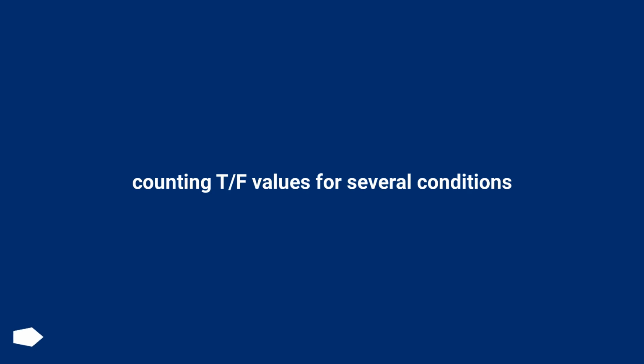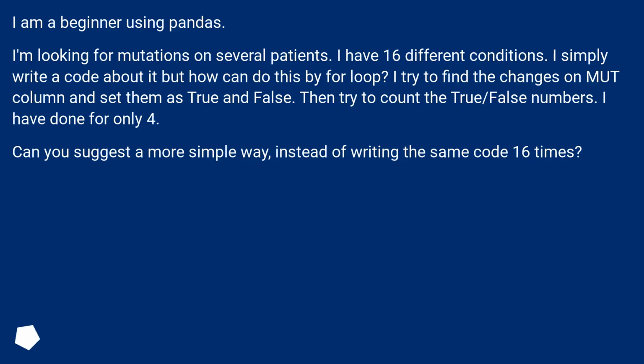Counting TF values for several conditions. I am a beginner using pandas. I'm looking for mutations on several patients. I have 16 different conditions. I simply wrote code for it, but how can I do this with a for loop?